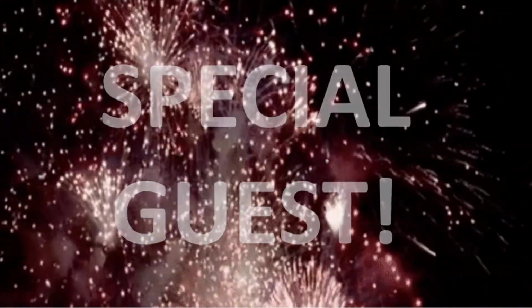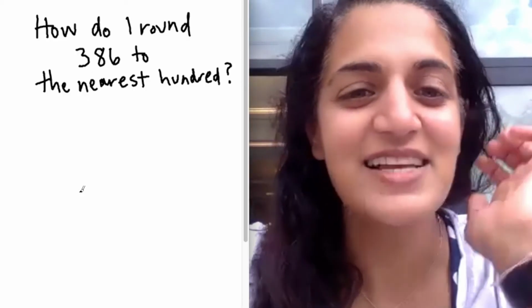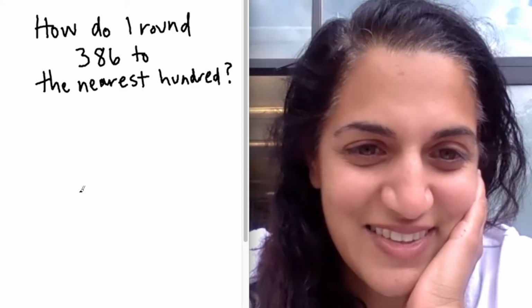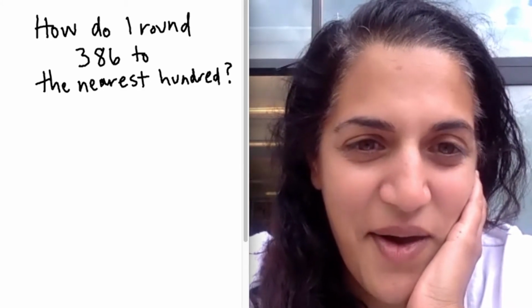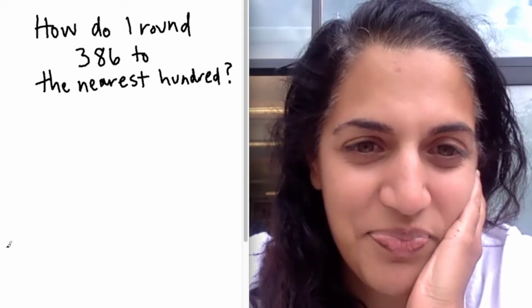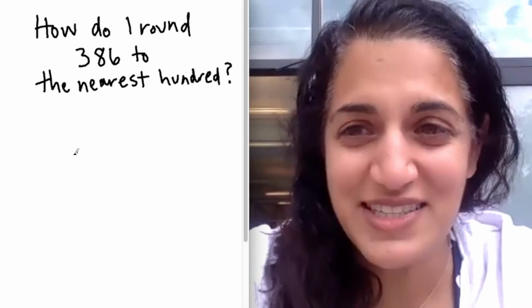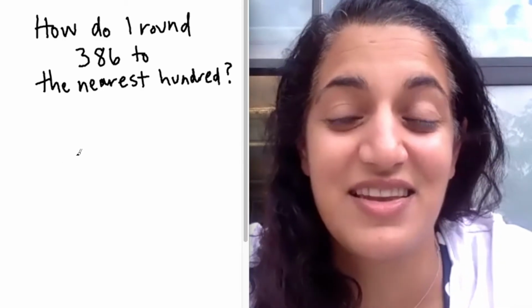Now, let's see this put together for one problem with our special guest. Hey, Miss Ramish. Hey, guys, this is Mrs. Shaw from Heights Academy. Thank you so much for talking to us today. Ms. Shaw, we're wondering, how do I round 386 to the nearest 100? Oh, my goodness. How exciting. 386 to the nearest 100.